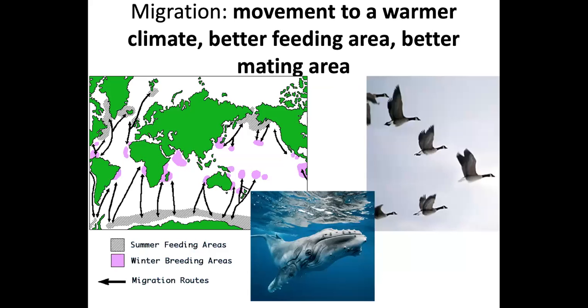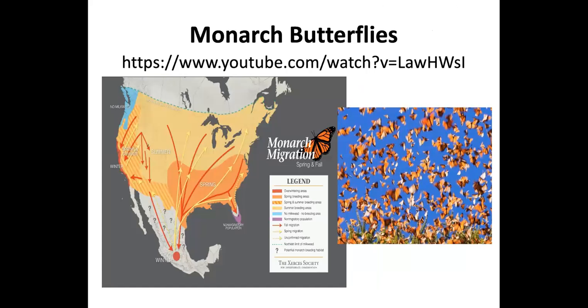Next is migration, and we should have heard this before. This is the movement to a warmer climate, better feeding area, or better mating area. So who migrates? Birds usually go where? South for the winter, okay?